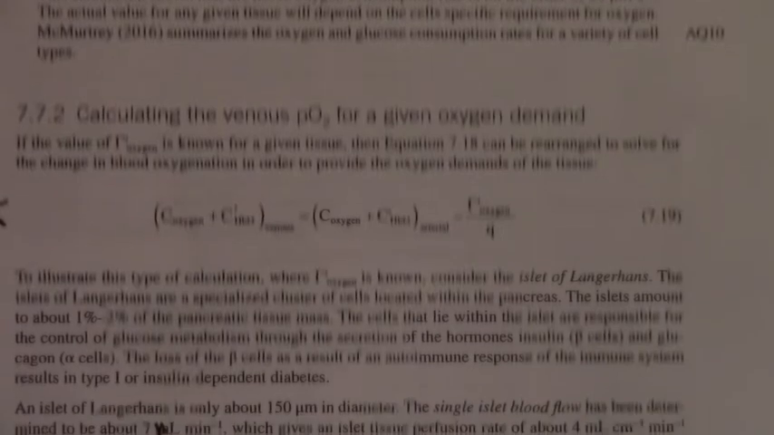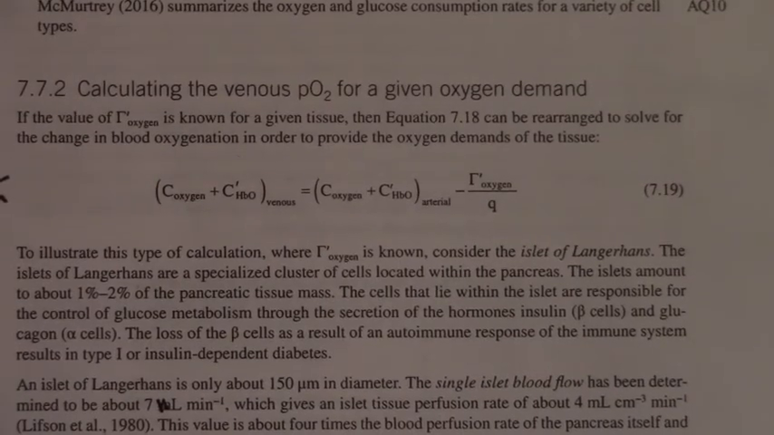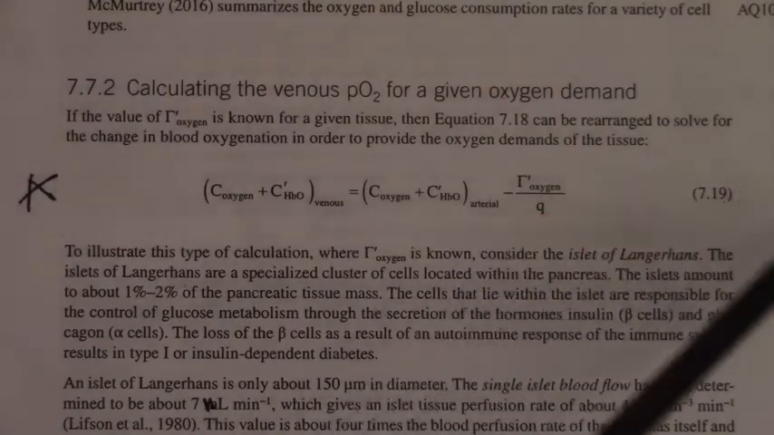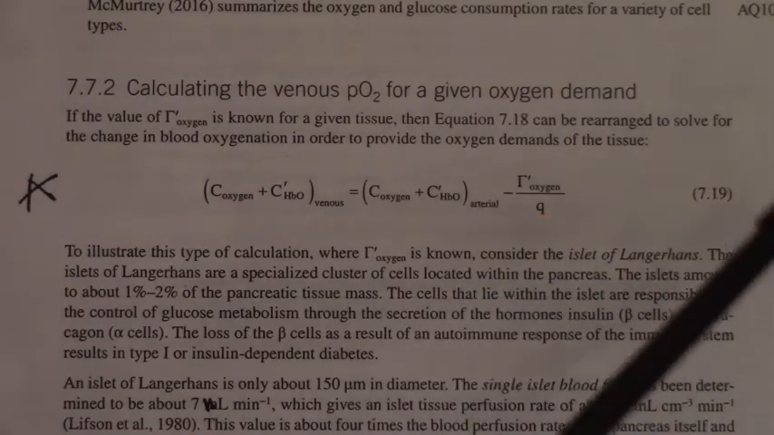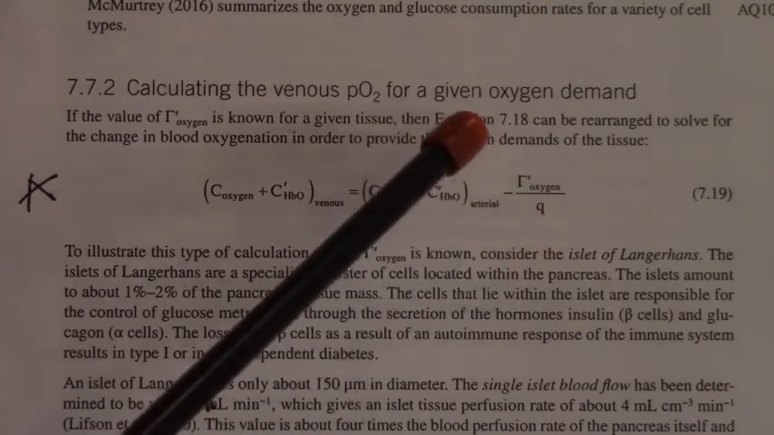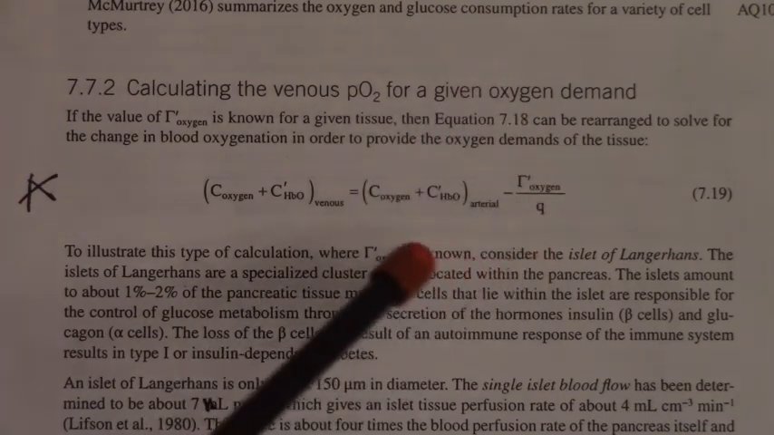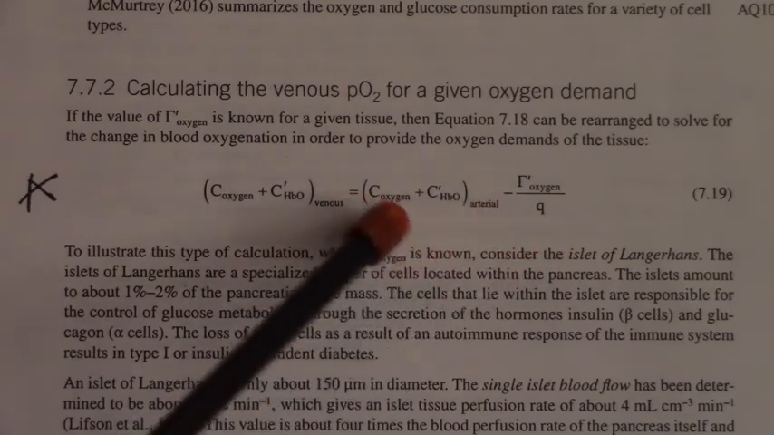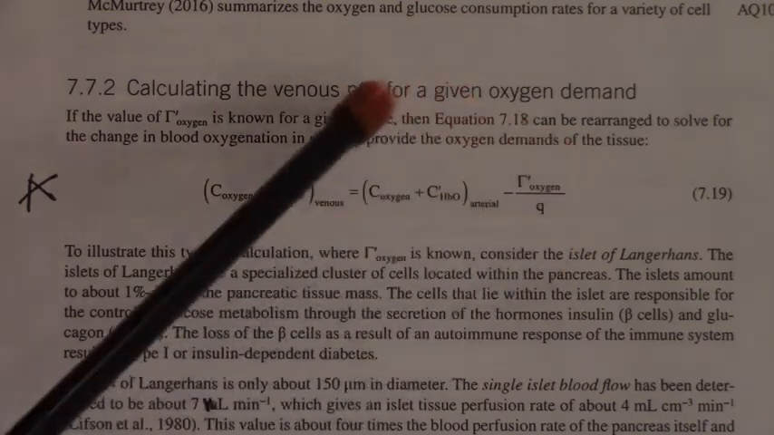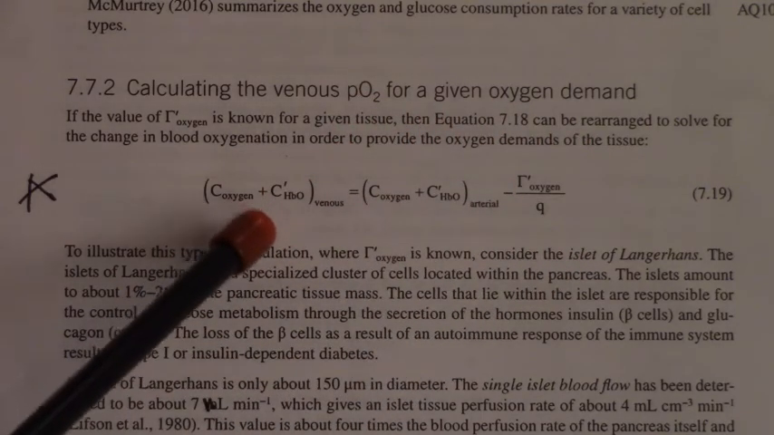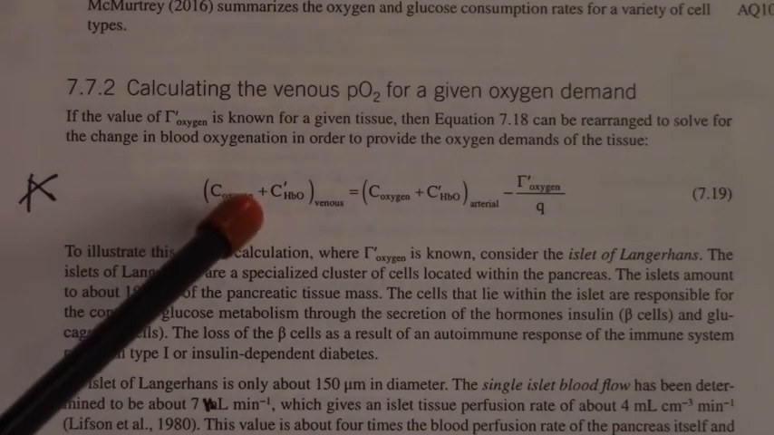Now, another type of calculation that can be done is illustrated by equation 7.19. In this particular case, suppose you knew the perfusion rate and you knew the oxygen consumption rate of your tissue. You know your arterial blood is coming in at 95 millimeters of mercury. And now what you want to find for these conditions is the exiting venous conditions of the blood. What's the PO2 of the blood coming out?